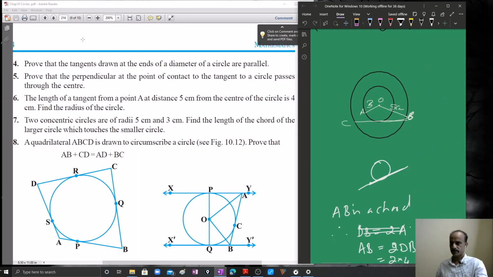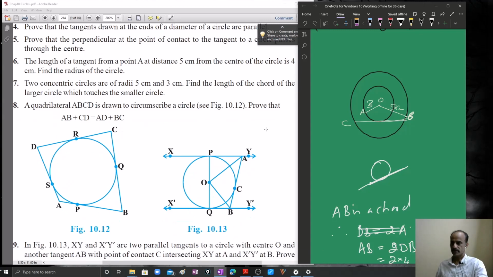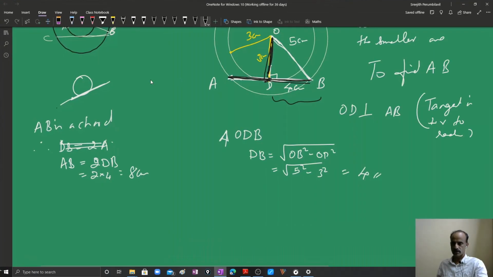Question number 8. Quadrilateral ABCD is drawn to circumscribe a circle. Prove that AB plus CD is equal to AD plus BC. So let us copy the question and the figure. So it's easy. To put it over here.